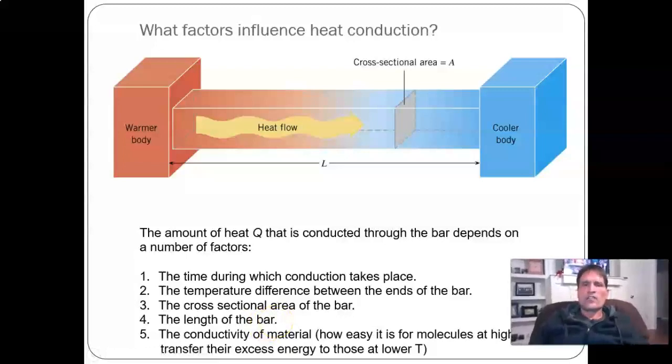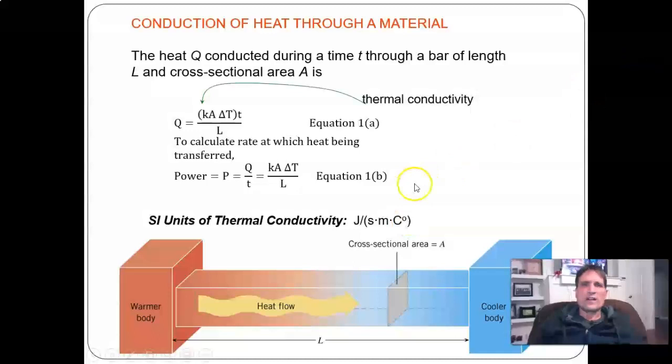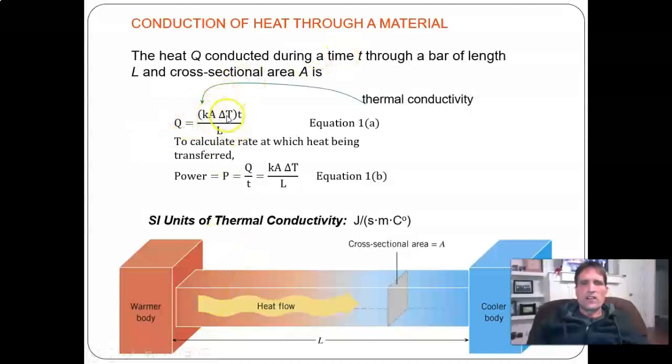We can put all of these together into a mathematical equation to determine the amount of heat, Q, transferred in a time t. It depends on the thermal conductivity of the bar, of the medium. It depends on the cross-sectional area. It depends on the temperature gradient, the difference between the warm body and the cold body. It depends on time. And L is in the denominator: longer bar, less heat transfer. And so this gives us the equation for the amount of heat transferred. Now, more often than not, we want to know about the power, the heat transferred per time.